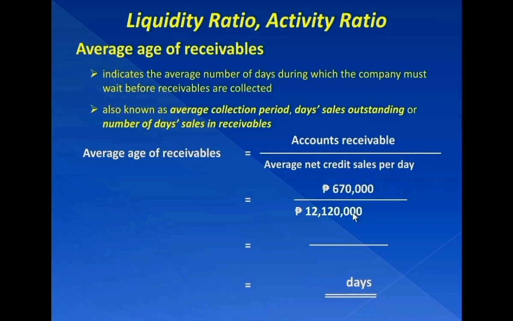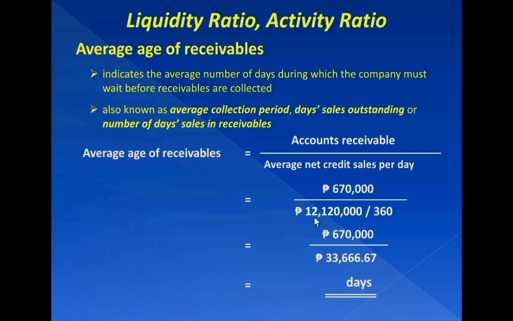Therefore, we need to divide this 12,120,000 net credit sales for the year 2022 by 360 days to get the daily average of 33,666.67. Just like what you learned in a previous lesson, we use 360 days as the standard number of days in a year, not 365 days.